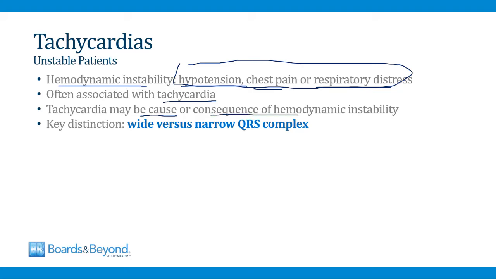For example, a patient who is hemorrhaging will have a tachycardia. The tachycardia is not making them sick, it is a response to the hemorrhage. On the other hand, a patient with ventricular tachycardia can be hemodynamically unstable, and the hemodynamic instability is coming totally from the arrhythmia. So determining whether or not a tachycardia is the cause or a consequence of hemodynamic instability is beyond the scope of this video. But what I want to point out to you here is that when you're evaluating a tachycardia in an unstable patient, a key distinction is whether or not the tachycardia is associated with a wide or a narrow QRS complex.